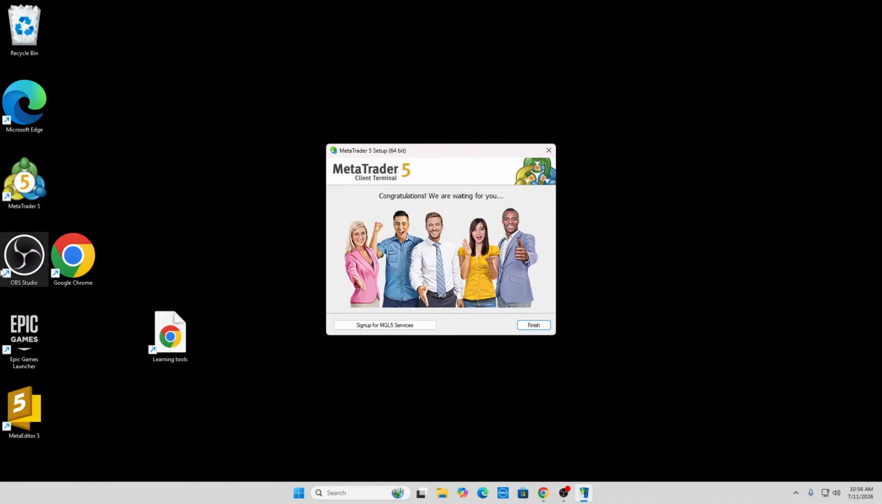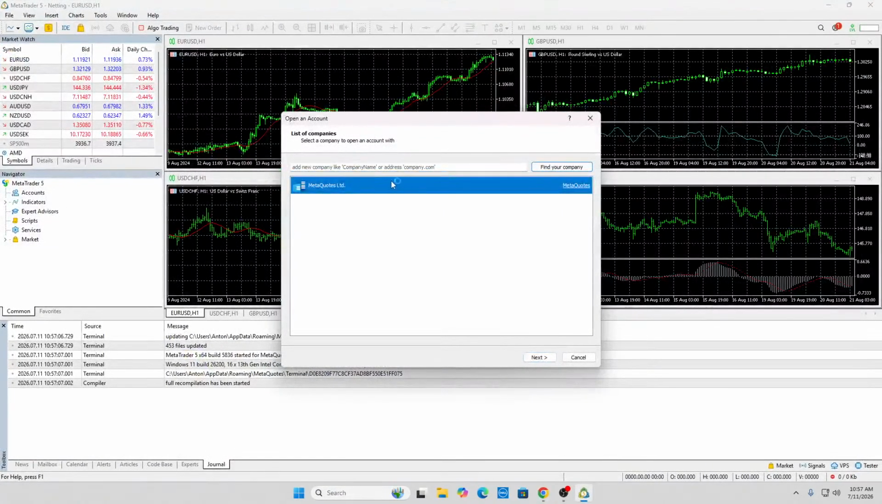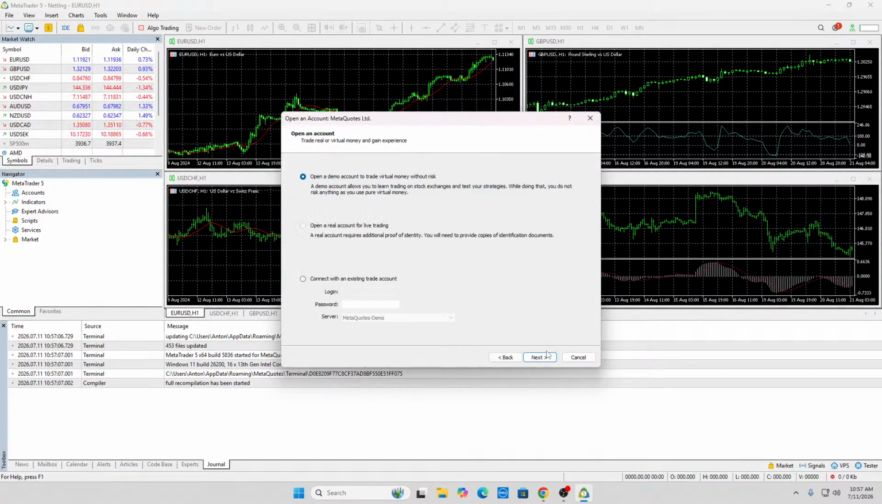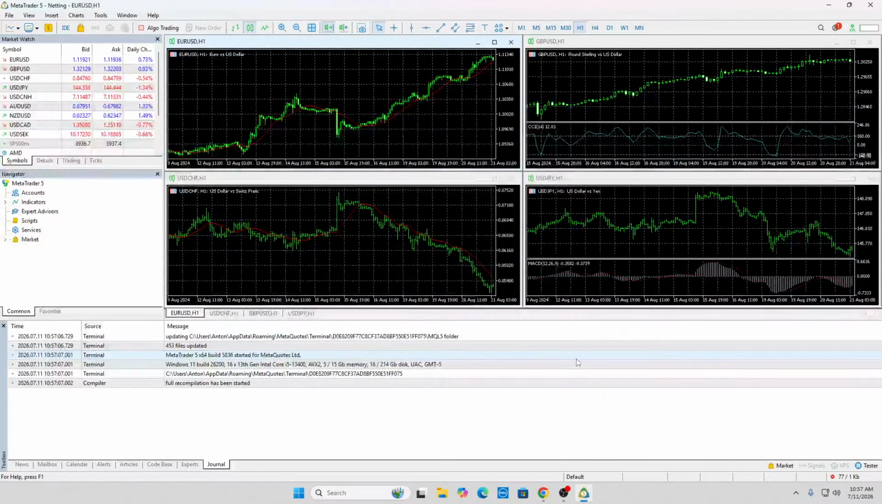Yo, that should look way better. MetaTrader 5 editor, what's this? Finish. Next. Open a demo account. Open a real account for live trading. A real account requires additional proof of identity. Blah blah blah. That is mad fat, yo.